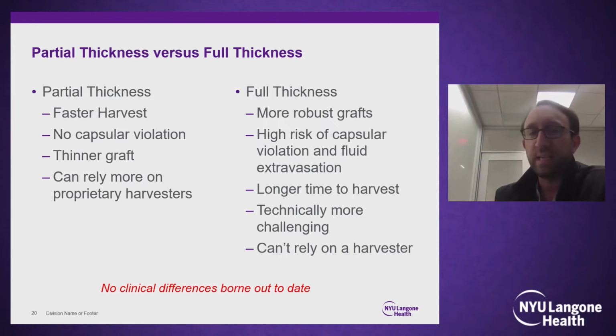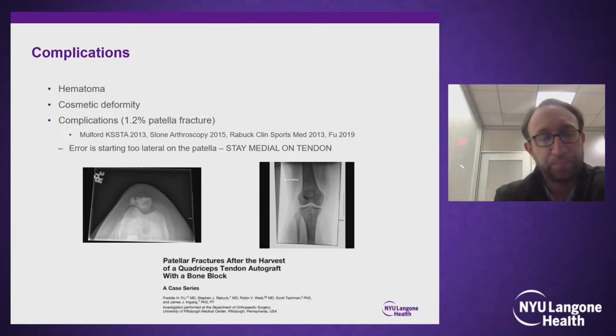If that happens, you can easily put a stitch in there to minimize the amount of extravasation. It does take a little bit longer to harvest it, and it's technically a bit more challenging. And if you're going to use full thickness, I think it's a lot easier to do it under direct visualization using a 15 blade rather than using a harvester.